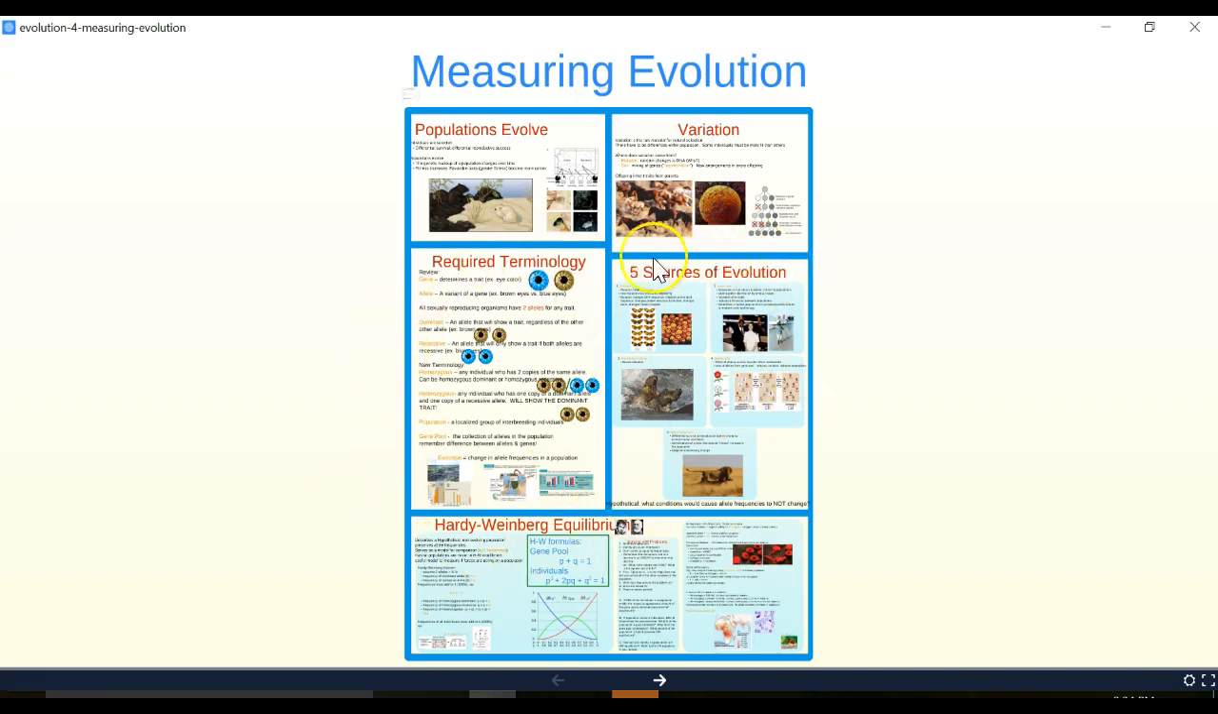Over here, this is the meat of the information. This is the 5 sources of evolution. We've discussed many of these things already, so it's kind of putting it together. And finally, this is the application of Hardy-Weinberg equilibrium. So this is actually how we measure evolution.